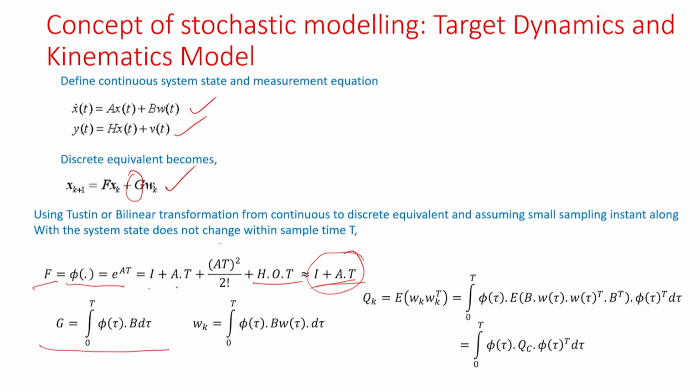Okay. So, G. Now, same thing, you can now calculate your Wk. Actually it will be the integral of phi(tau) B w(tau) d tau. And when you do the covariance matrix calculation, again it will be the expectation of Wk Wk transpose, and you can get this formula: the integral from 0 to T of the state transition matrix, continuous Qc, the continuous Q, plus phi transpose(tau) d tau. Now, how to calculate it? I will tell you when you are calculating Qk.